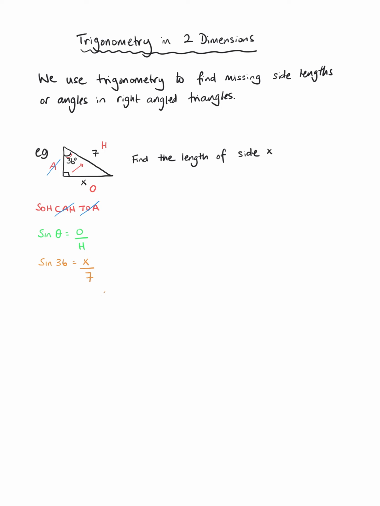Now I need to solve it for x. So I'm going to times by 7. Normal equation solving things here. It's divided by 7, so to get rid of that divide by 7, I'm going to times by 7. So 7 times sin 36 is x. So I know that x is 4.11.